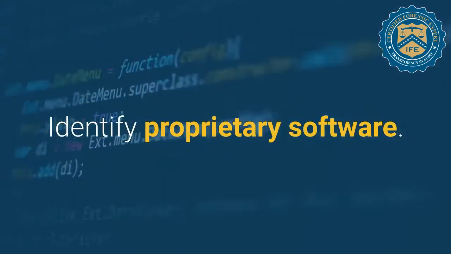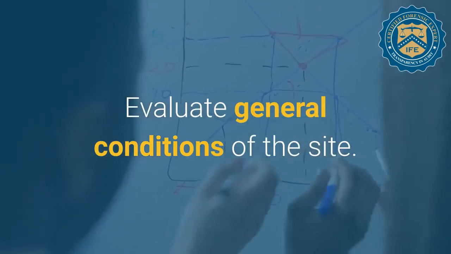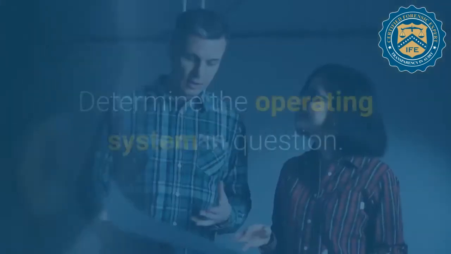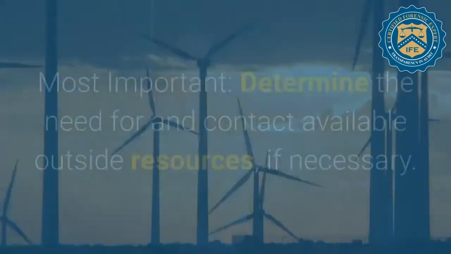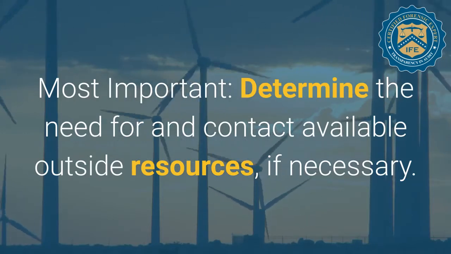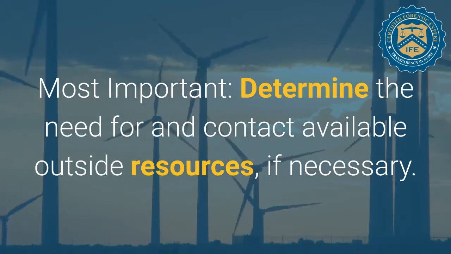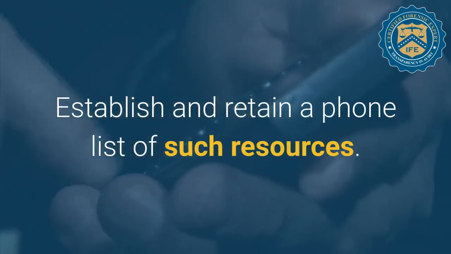Identify proprietary software. Evaluate general conditions of the site. Determine the operating system in question. Most important, determine the need for and contact available outside resources, if necessary. Establish and retain a phone list of such resources.